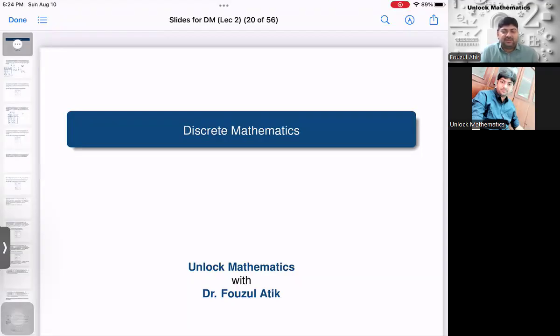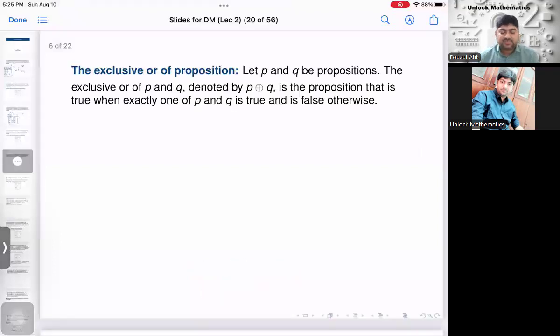So in the first lecture, we talked about what is a proposition, and then we learned a few compound propositions like negation of a proposition, then the AND operator, OR operator, like conjunction of propositions, disjunction of propositions, and their truth values, right? So in this lecture, we are again going to learn a few more compound propositions, and we'll start with the exclusive OR of a proposition.